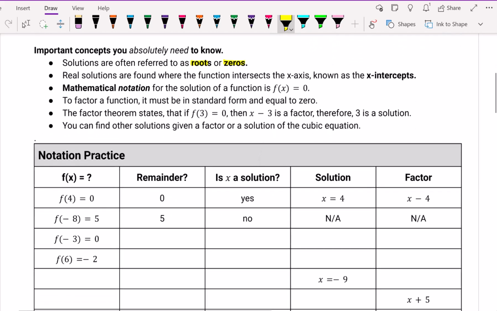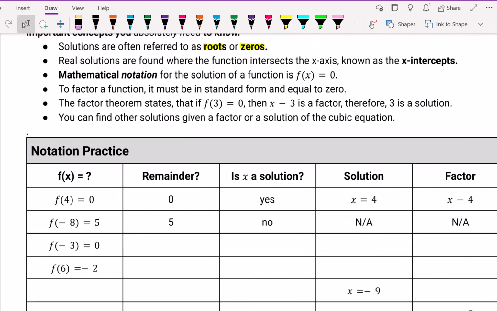Now there's a mathematical notation for the solution of a function, and it's where f of x is equal to 0. That is for a solution. So whenever they say f of x equals 0, or find when the function is equal to 0, it's kind of code or mathematical notation for what is the solution.